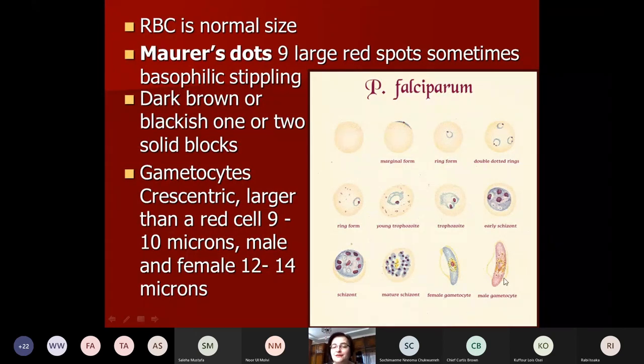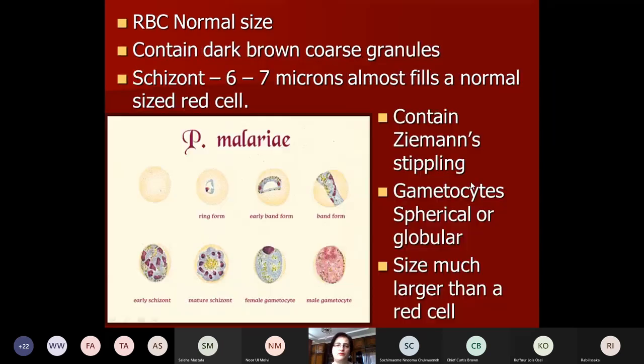Gametocytes are crescentic and look like a falx, or like a half moon, or banana shape. Exactly due to such form of the gametocyte is the name falciparum. Larger than a red cell, male and female, you see 9, 10 or 12, 14 microns. Exactly such form of Plasmodium gametocyte leads to the name falciparum.